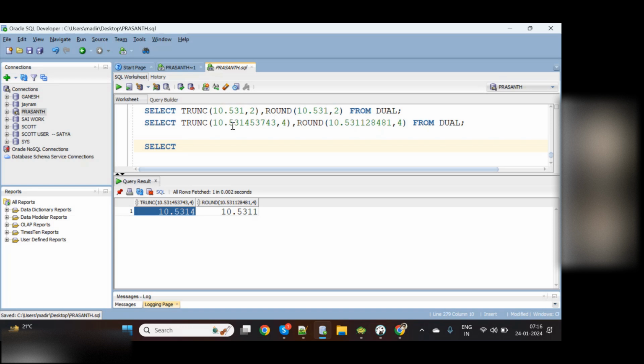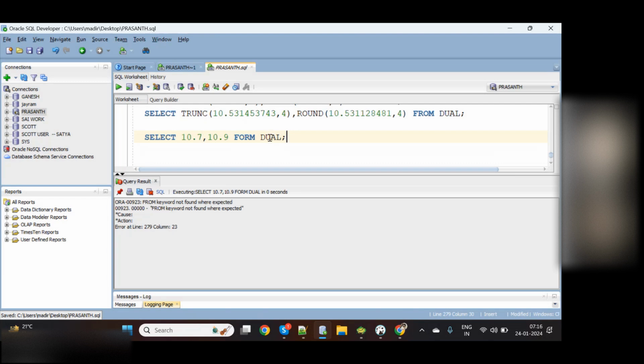For example, 10.7 is there, and you are saying if it is 10.9, you make it 11. But 10.7, keep it 10 only. So 10.7 stays 10, and 10.9 becomes 11. This is the question they asked me. Make it 11 for this, but till 0.7, no issues for me. Keep it 10 only.